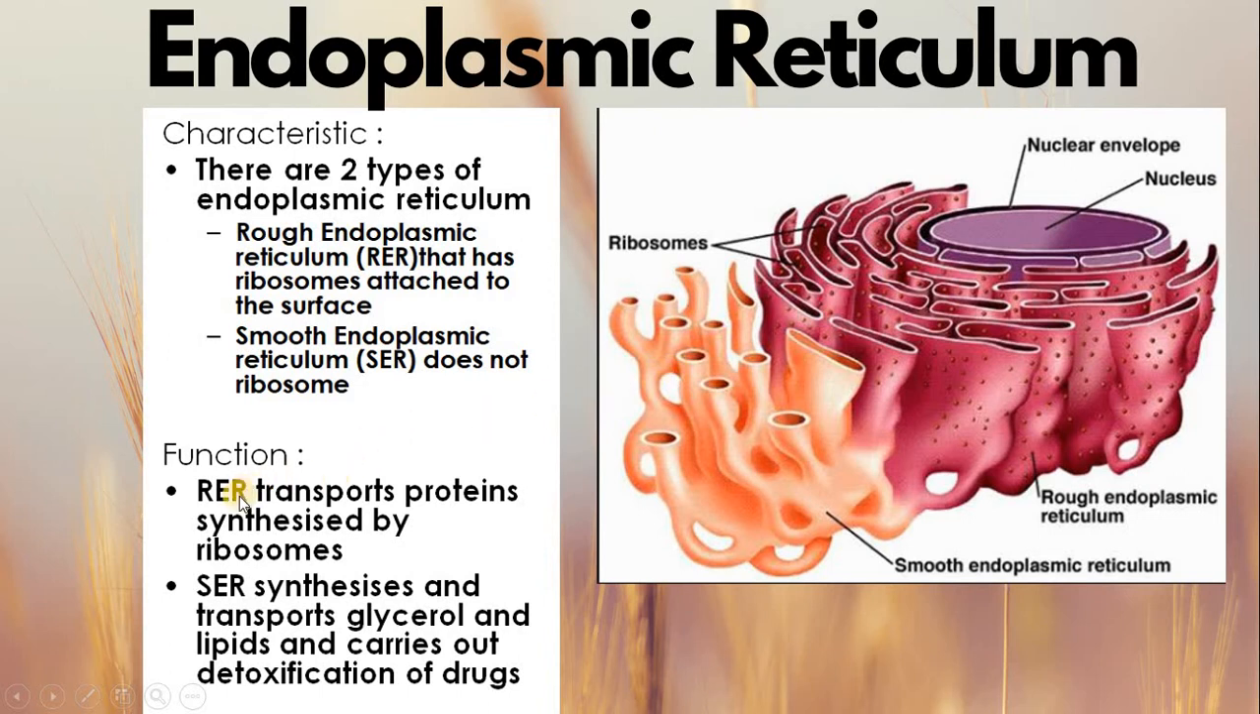Function of the RER. What is the function of the RER? RER transports protein synthesized by the ribosomes, or in short, you can just write transport protein. That is the function of the rough endoplasmic reticulum. For the SER, or smooth endoplasmic reticulum, the function is to synthesize and transport glycerol and lipids.